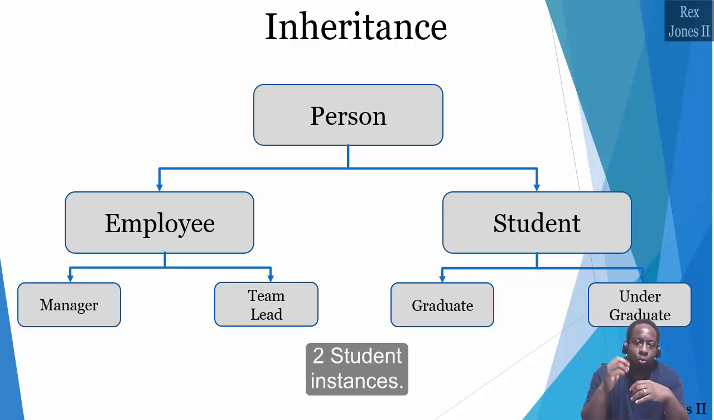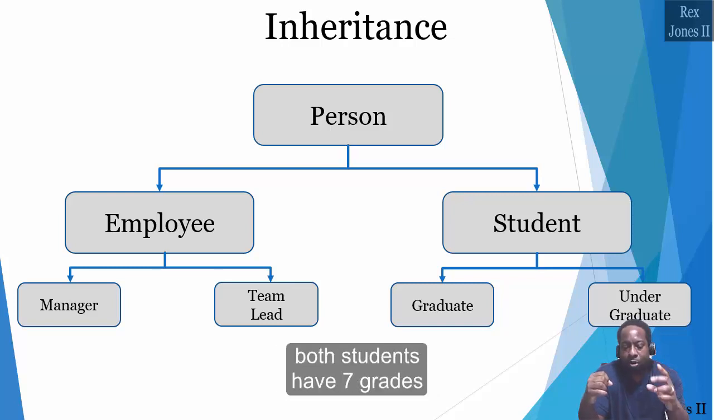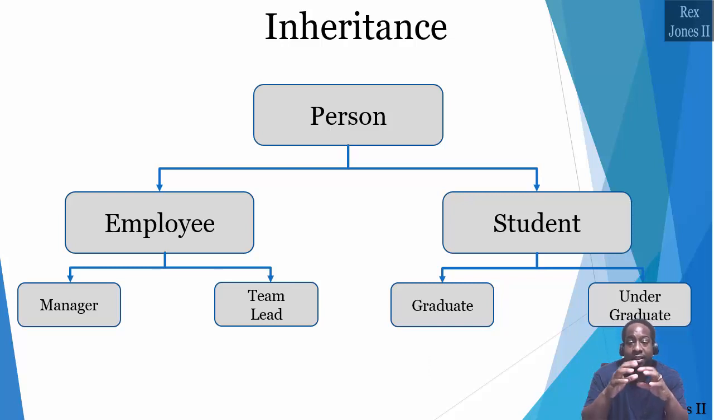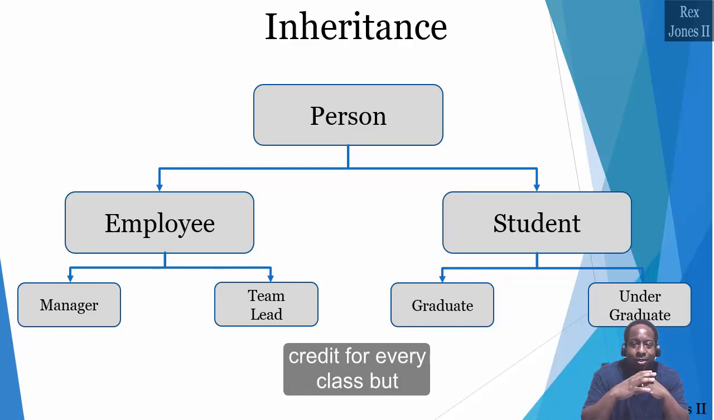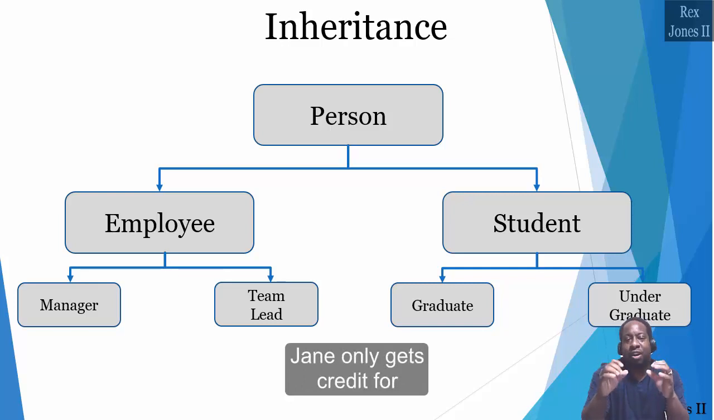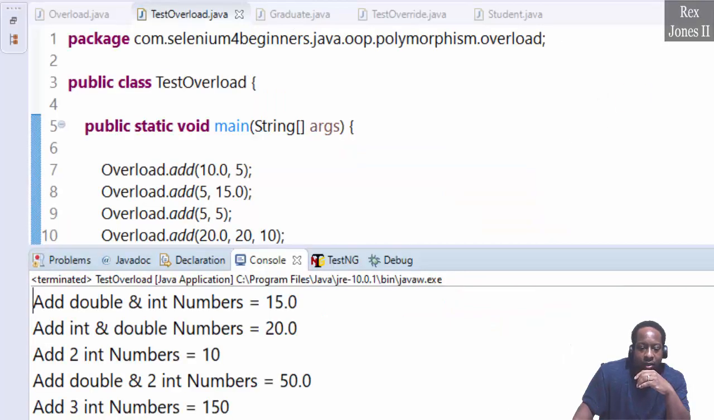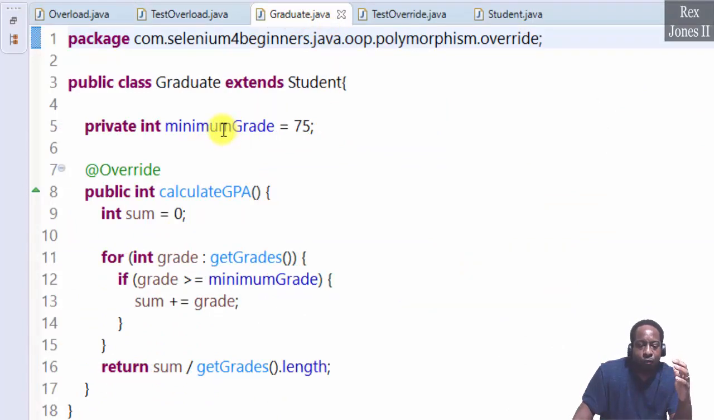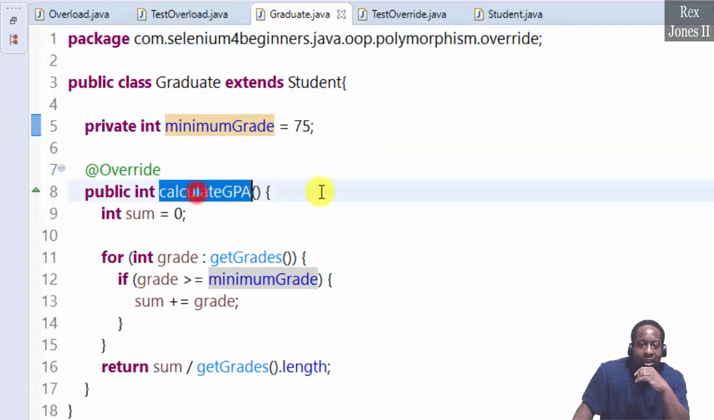Here's a scenario with two instances. Jane is a graduate and John is an undergraduate. We are going to imagine both students have 7 classes and the same grades for each class. The difference is John gets credit for every class, but Jane only gets credit for classes 75 and above. We have a field for minimum grade equal to 75 and a calculate GPA method.